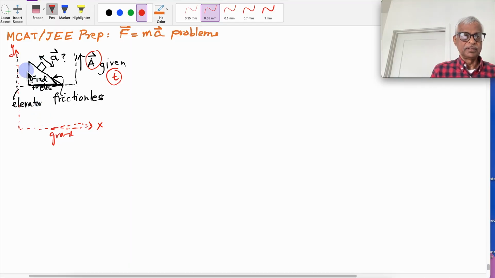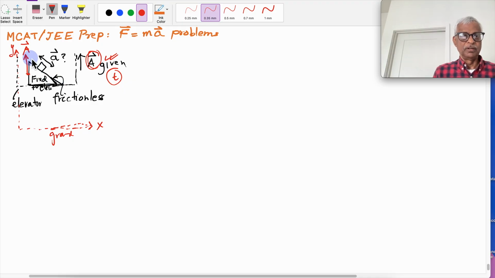And so if the elevator is moving, the wedge is moving. If the elevator acceleration is a, the wedge has the same acceleration a. We use a capital letter for that. So that's given. And a block can slide on this, all right?